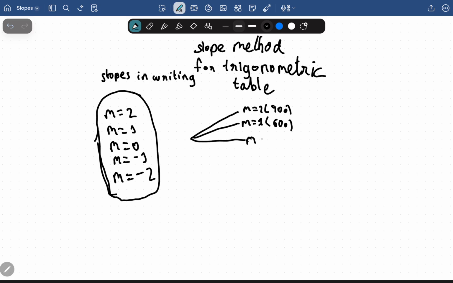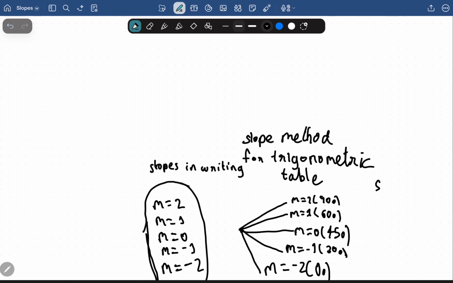M equals 0 is 45 degrees. Then m equals negative 1 is 30 degrees. So there we go. And m equals negative 2 is, of course, 0 degrees. So it's time to do the sine, cosine and tangent.